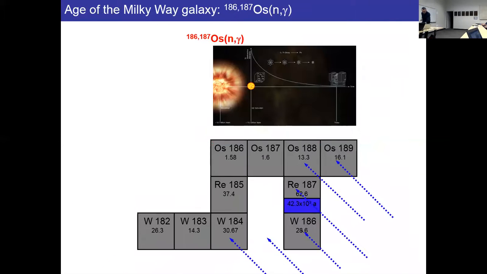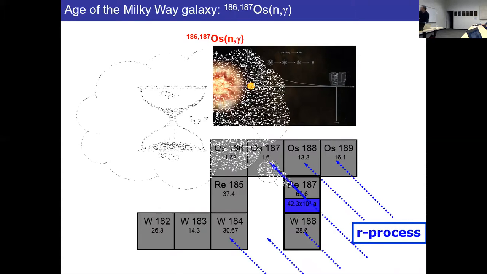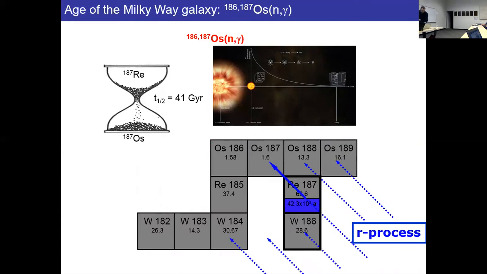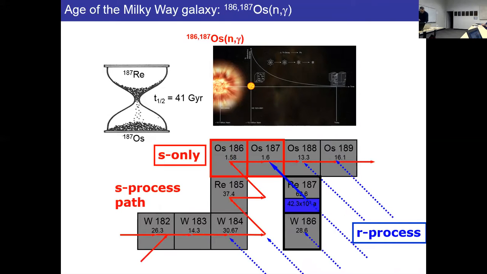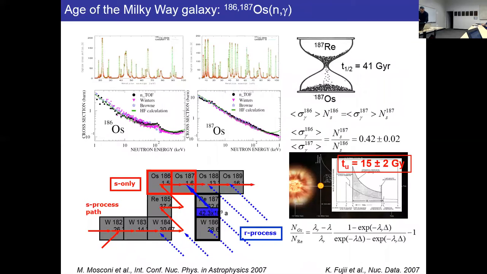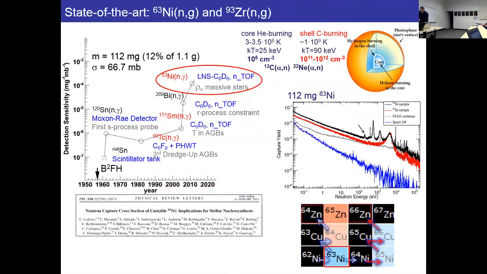Then other examples on cosmochronometric applications, for example, to date the age of our galaxy. This involved the measurement of the cross-sections of the osmium and rhenium isotopes. So these are some very long-lived isotopes that have half-lives comparable to the age of the galaxy. And then let me show you just the latest example.